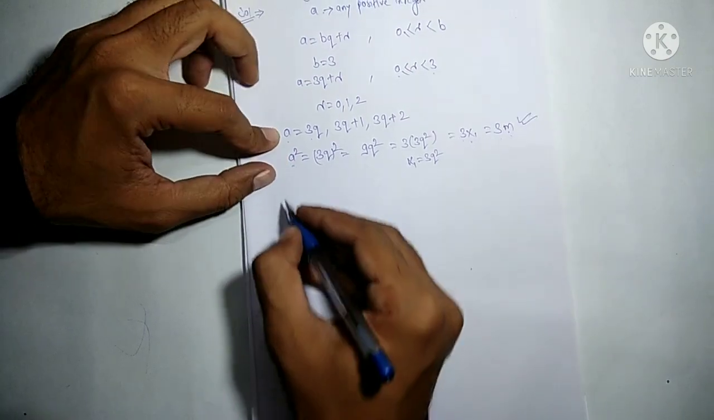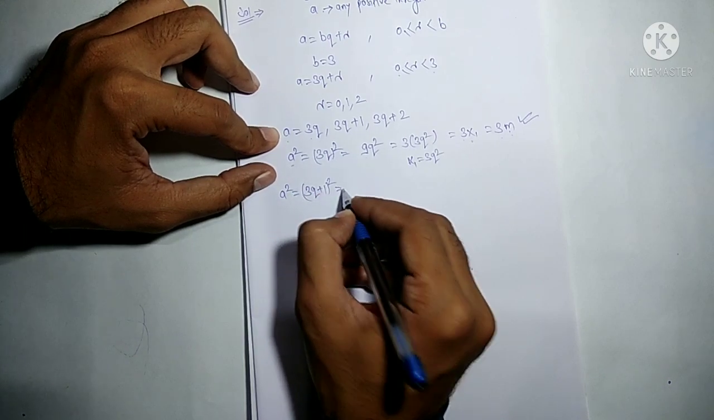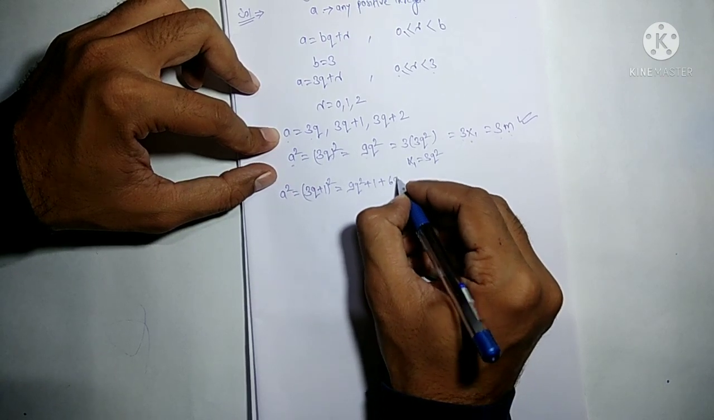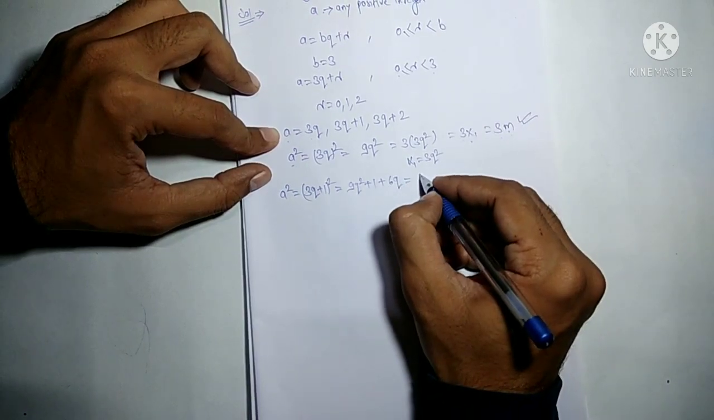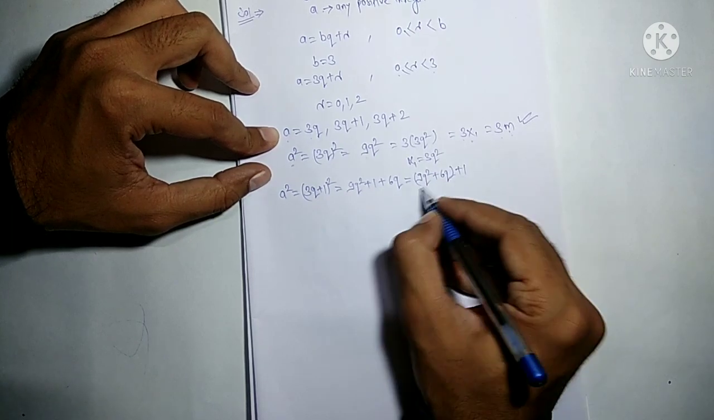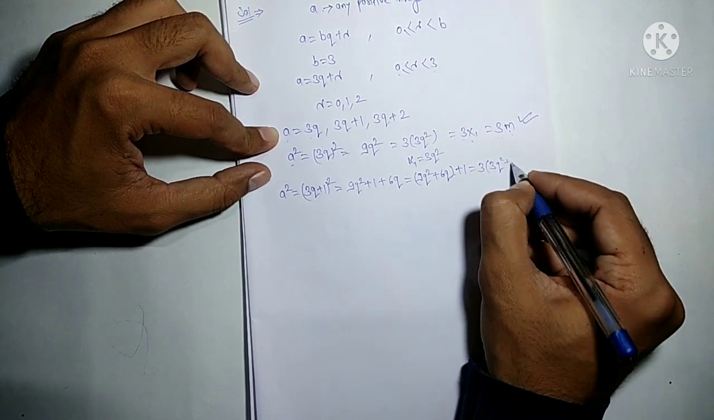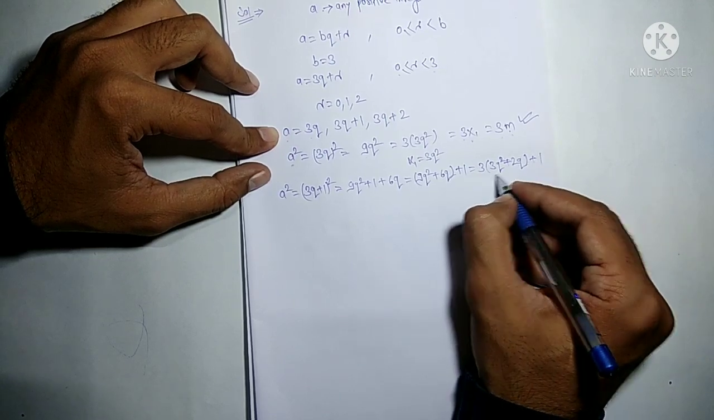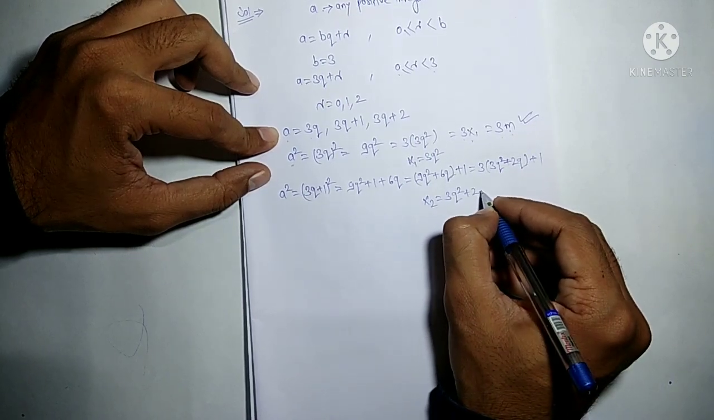Now next, 3q plus 1. a square equal to 3q plus 1 whole square. Now break it down: 9q square plus 1 square and 6q. Now break down 9q square plus 6q plus 1. Common value 3 into 3q square plus 2q plus 1. This factor we can assume as x2 equal to 3q square plus 2q.